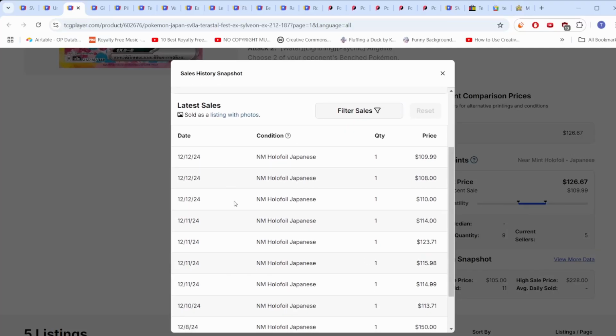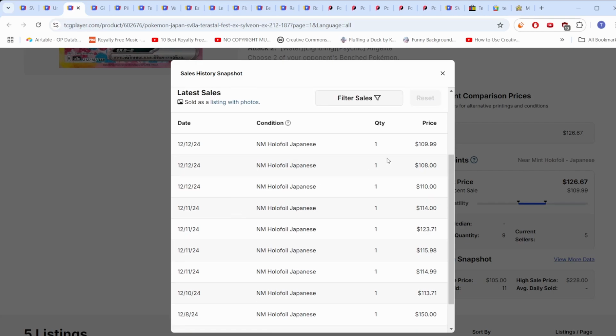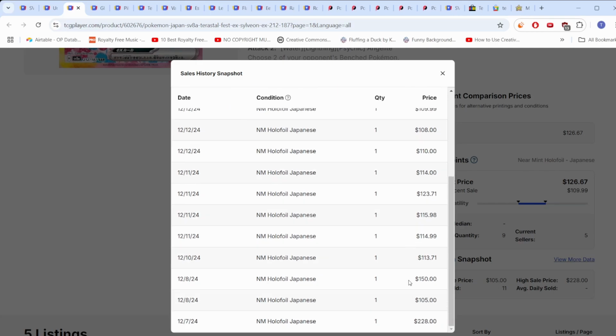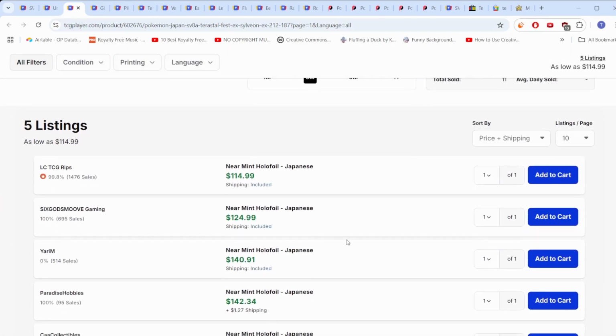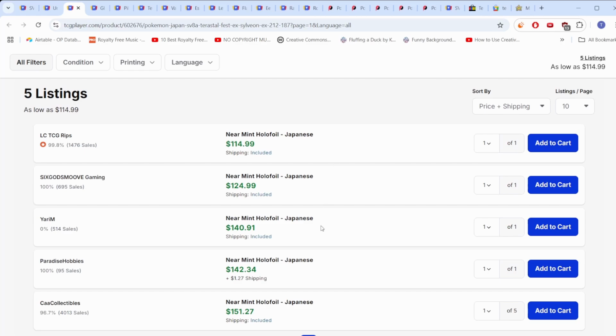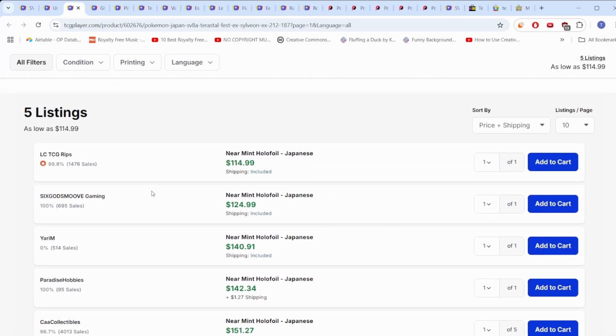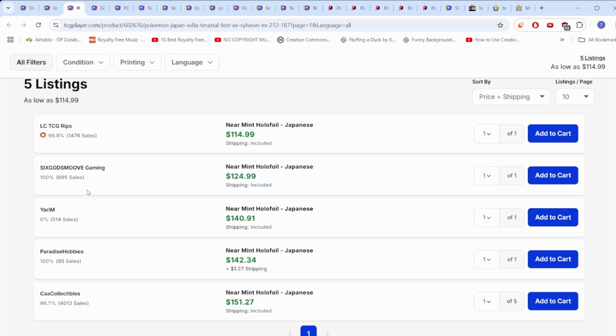You get a sense of which ones are more popular too. But yeah, it's like 110 here and then like 115 here. It's going a little down. You get a sense of who's actually selling. Sometimes it's also interesting to look at which sellers are more reputable or which are newer.